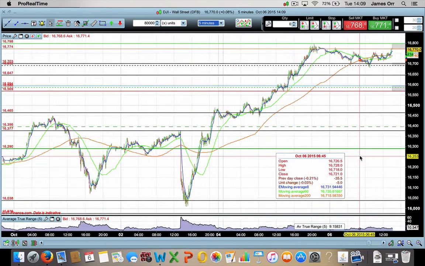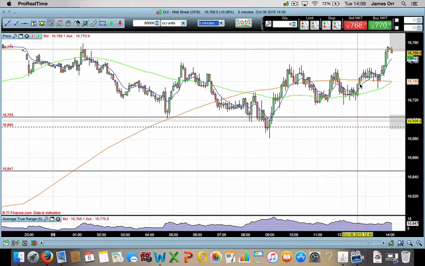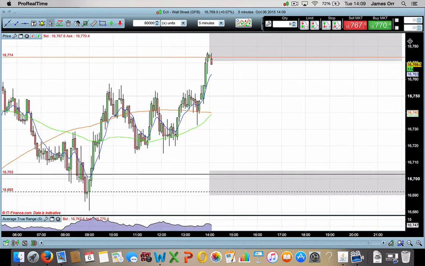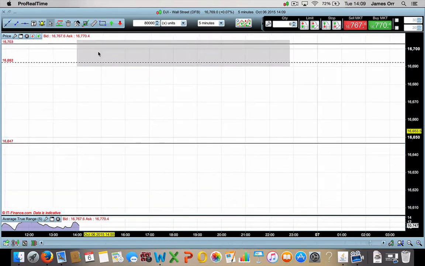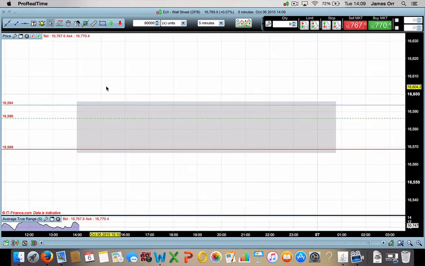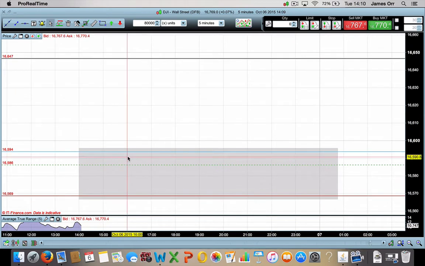So let me just zoom back in. If the market does fall away, I've got another level down here. It's a key daily support and resistance level, which ties in with the pivot level. And I've not really got another zone until we get all the way down to 16,569.